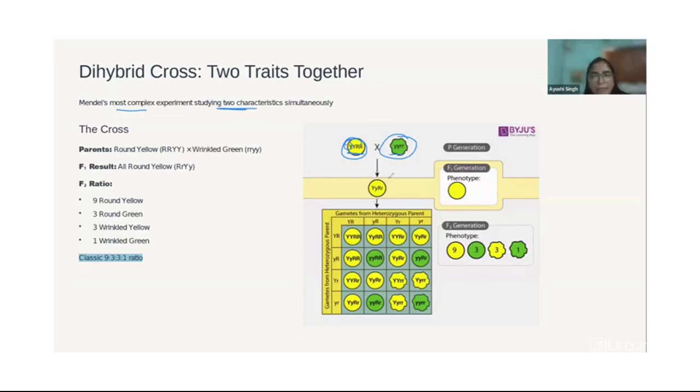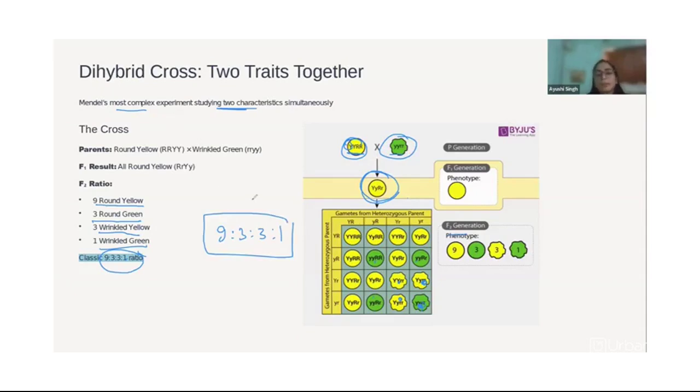Then he crossed them in F1 generation, he got this, and in F2 generation, he got different varieties. So there were 9 round yellow seeds, then 3 round green seeds, 1, 2, 3, right? Then 3 wrinkled yellow seeds, you can see here 1, 2, and 3. And lastly, 1 wrinkled green. So he came to a ratio of 9:3:3:1. So these ratios could be asked.